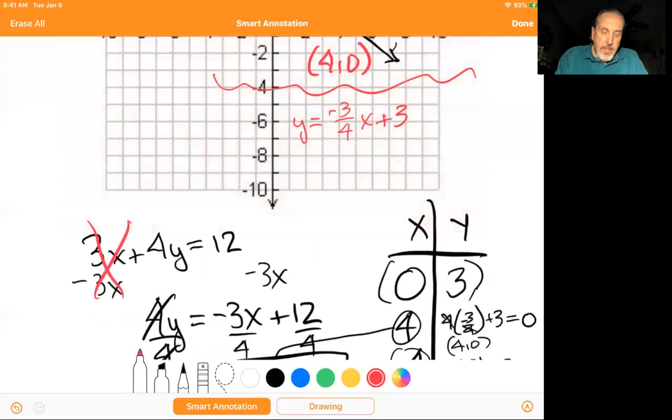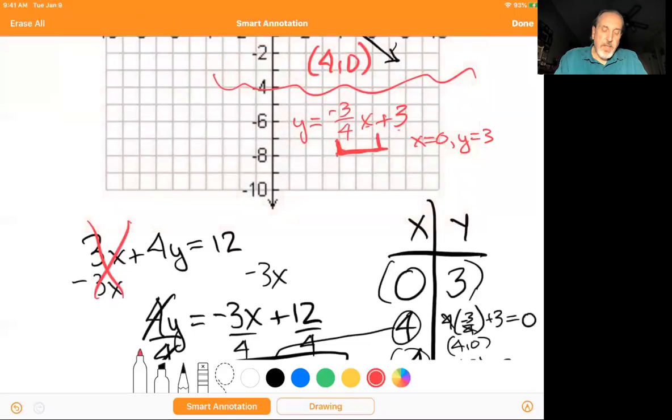If you let x equal 0, that's going to zero out that term right there. It's going to make it equal 0 because 0 times the -3/4 is 0. And then, of course, 0 plus 3 equals 3. So when x equaled 0, y equaled 3.